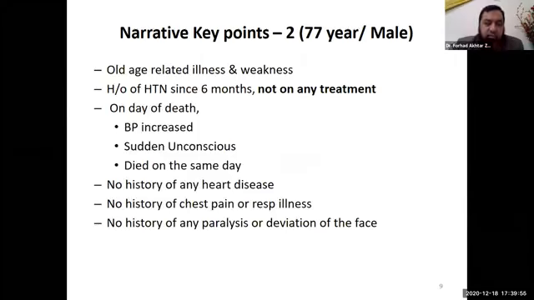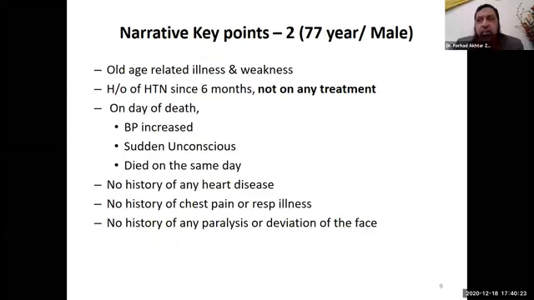On the day of death, the one who is narrating informed that the BP increased, but we do not know how he came to know that BP increased. There was sudden unconsciousness and he died on the same day. There is no history of any heart disease mentioned in the additional part, no history of any chest pain, and no history of any paralysis or deviation of the face mentioned in the narrative.